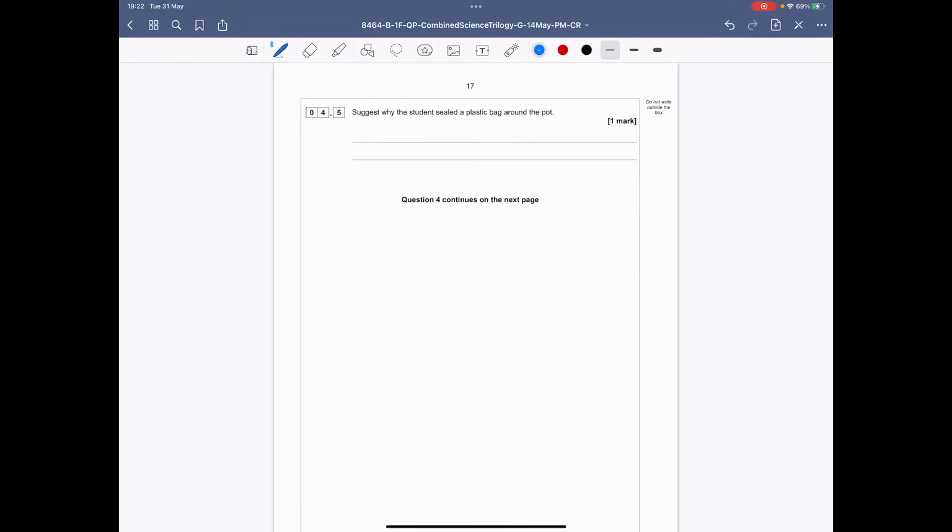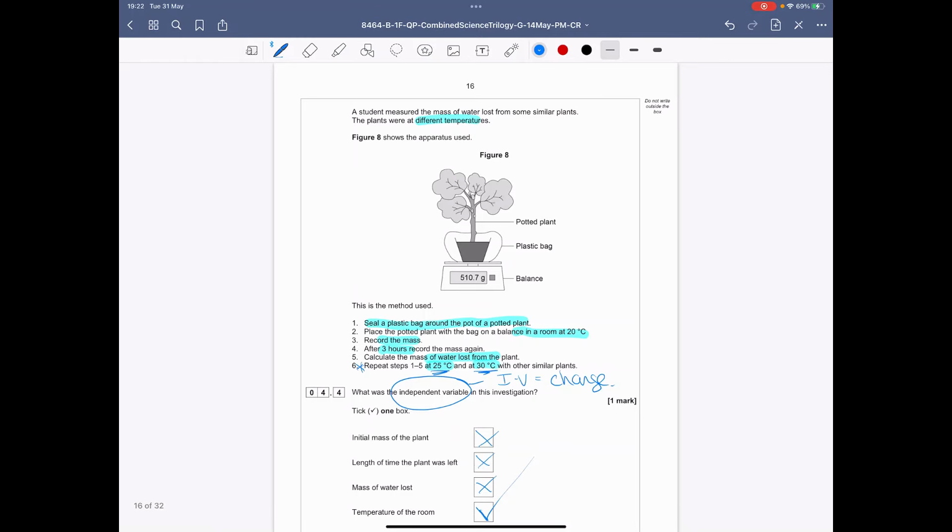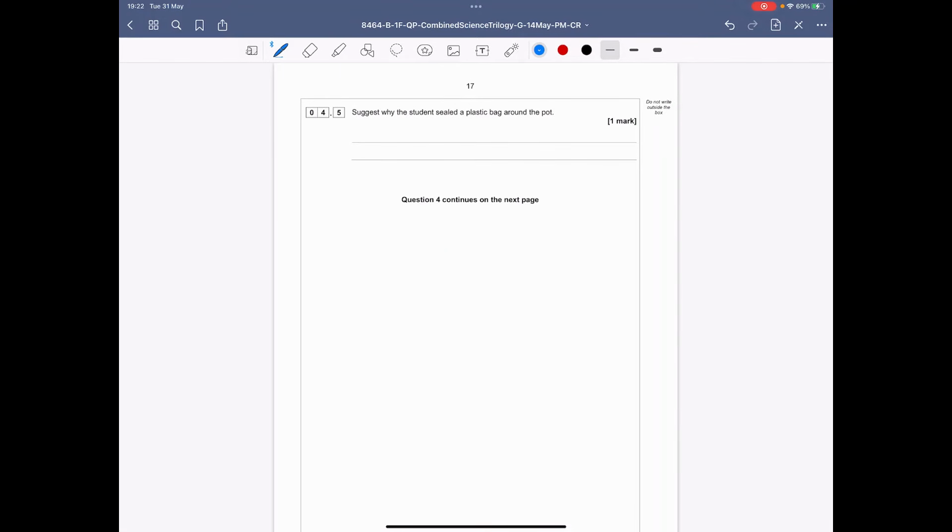Suggest why the student placed a plastic bag around the pot. So you're measuring how much water should be coming out of the leaves through transpiration. What we don't want to happen is have water evaporate out of the soil that never went into the plant to begin with. So the whole point of the plastic bag is to trap water inside the plant and the pot, and to ensure water is only lost from the leaves.